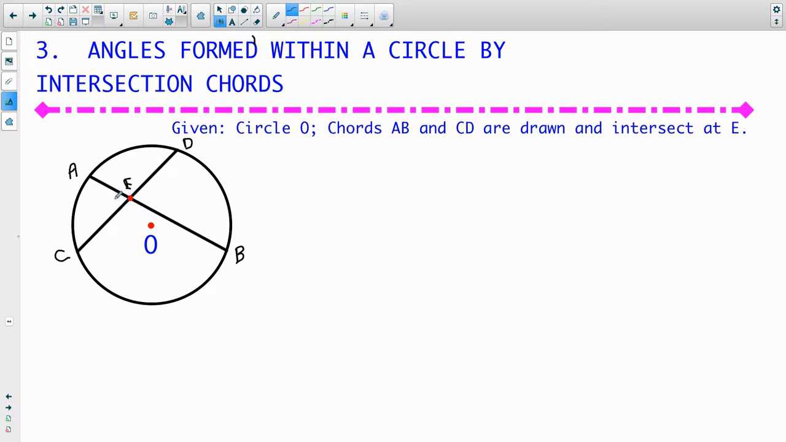Now you can see that you have really 4 angles that are created with intersecting chords, with 2 pairs of vertical angles that will be congruent to each other. And if you add up all 4 of those angles, it should always equal 360 degrees.